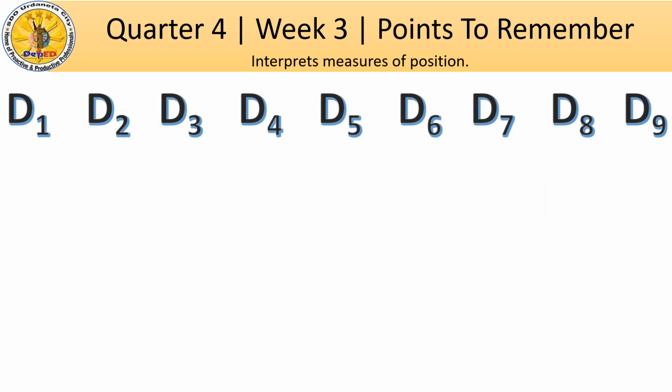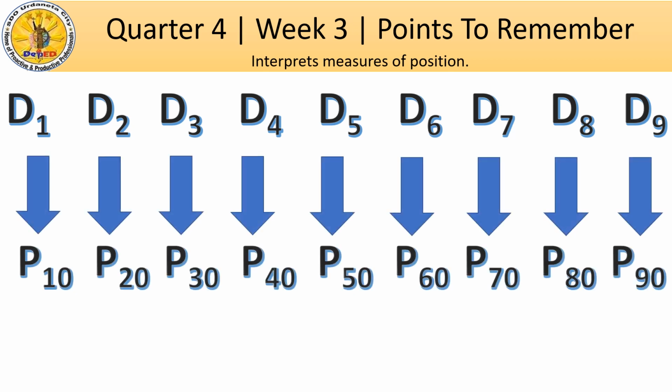For this part, let us now relate your deciles to your percentiles. Specifically, decile 1 is equivalent to percentile 10, decile 2 is equivalent to percentile 20, up to decile 9, which is equivalent to percentile 90. Let us observe that decile 5, which is equivalent to quartile 2, is also equivalent to percentile 50. So all of these three measures of position are equivalent.